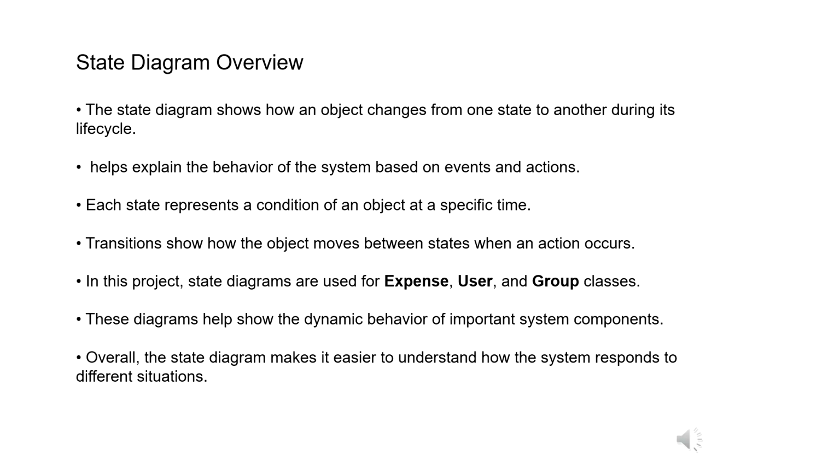Now I will move to the state diagram section. A state diagram shows how an object changes from one state to another during its life cycle. It helps explain the behavior of the system based on events and actions. Each state represents a condition of an object at a particular time, and transitions show how the object moves between states when an action occurs.